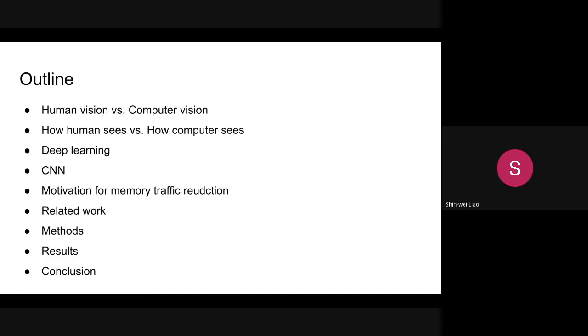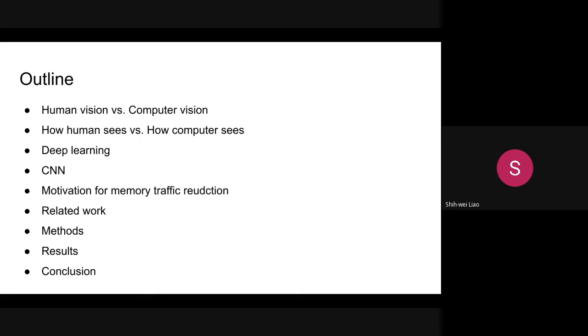We first compare human vision against computer vision, how human sees is different from how computer sees. Then we'll analyze the underlying technology for human vision and computer vision. And then we'll briefly talk about deep learning and the convolutional neural network. And finally, we'll motivate our work on memory traffic reduction and the related work, our method, and the experimental results. Finally, we conclude.